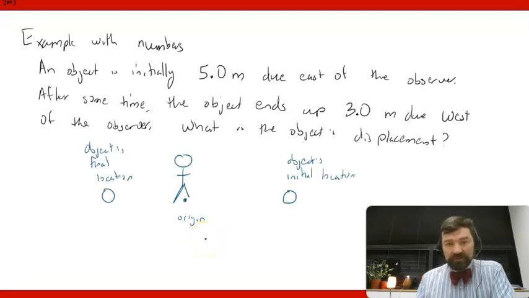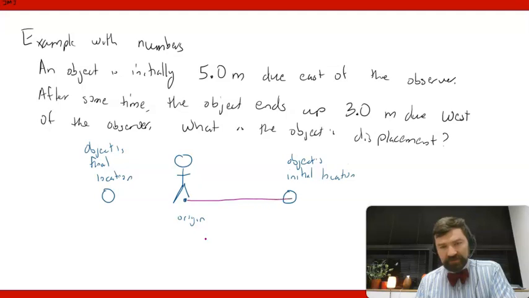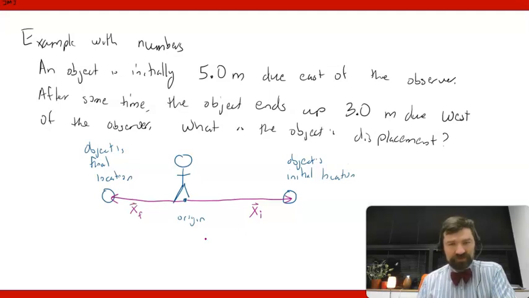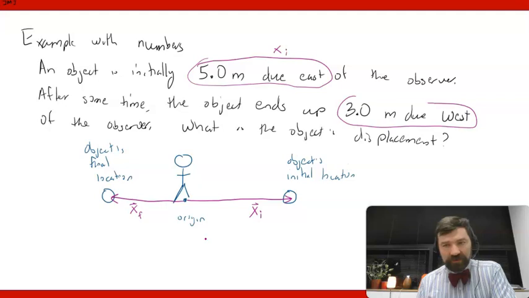In my diagram I just need an origin for the observer, and I need an initial and a final location. I could maybe add in the vector arrows to show that this is x initial, the initial position, and this right here is x final, the final position. I could also identify these two things up here, initial and final.